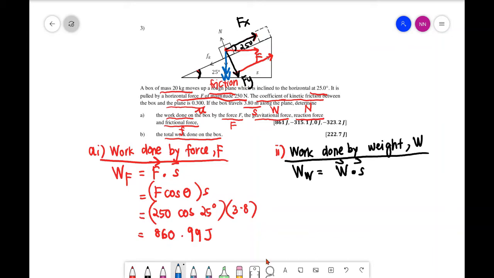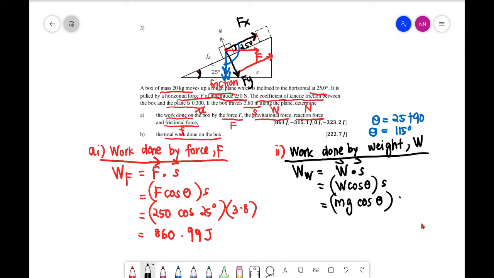This is the angle, 25 plus 90 degrees. Theta between the weight and the displacement is 25 plus 90, which equals 115 degrees. So this becomes weight cos theta times displacement, where weight is mg.